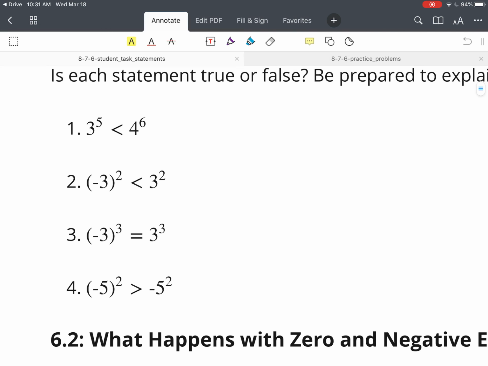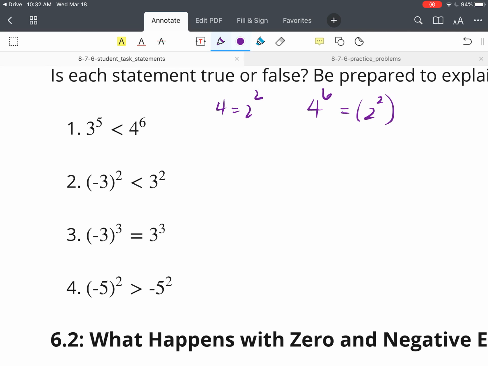So first, you want to be able to figure out what is 3 to the 5th or 4 to the 6th, because you want to know which one's bigger. Now, I'm going to give you a little hint. 4 is the same thing as 2 squared. So 4 to the 6th is the same thing as 2 squared to the 6th, which is 2 to the 12th. Okay? So another way to think about this is 3 to the 5th or 2 to the 12th.